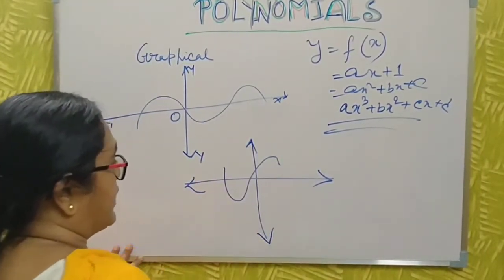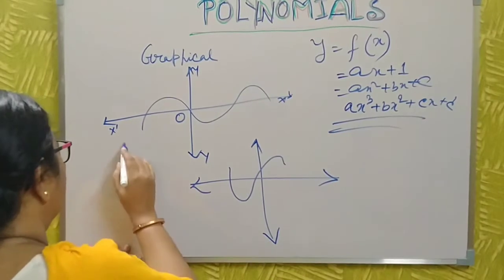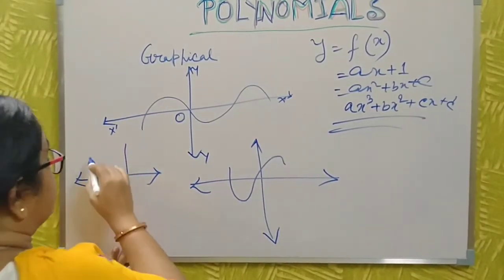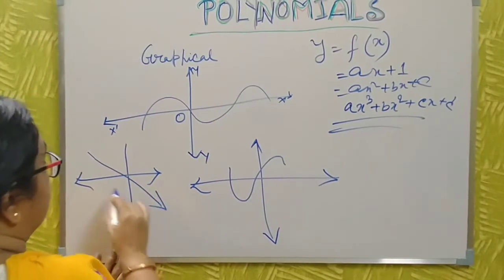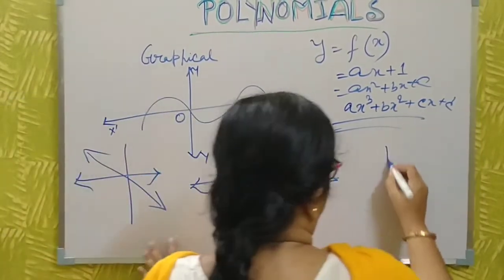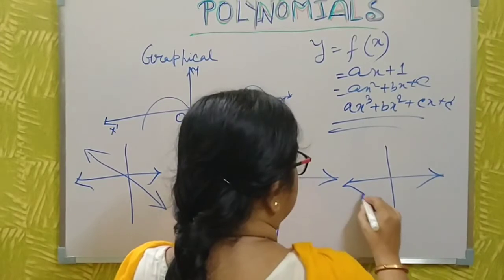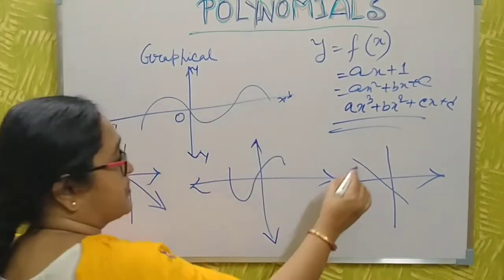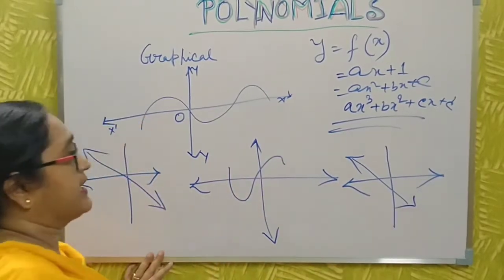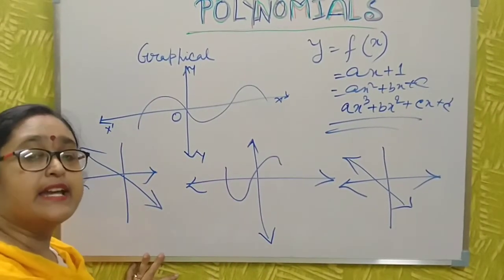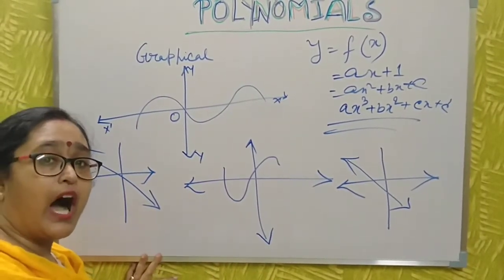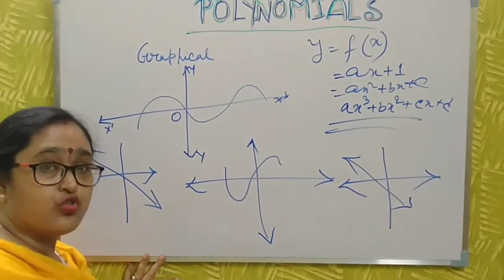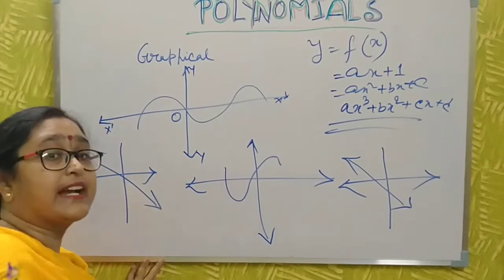A straight line is also a polynomial. I also draw another straight line, which is also a polynomial. Just like this. Now I discuss how you find the roots of the polynomial from the graph.